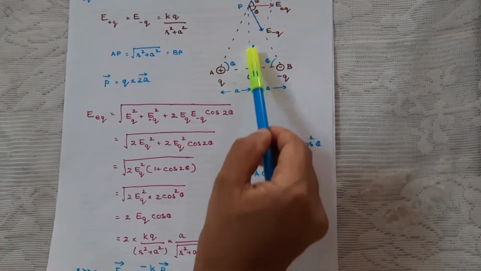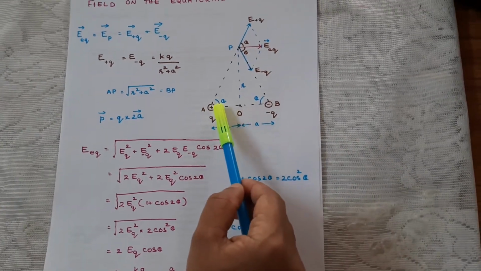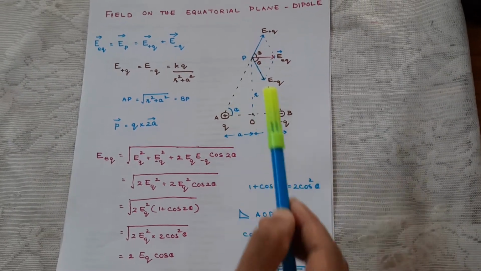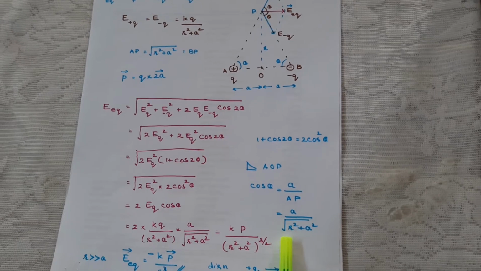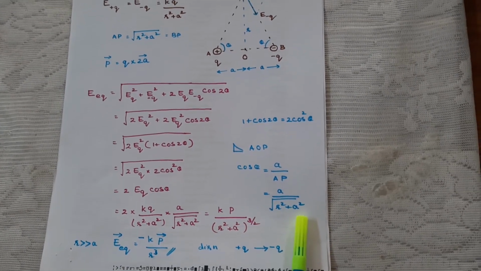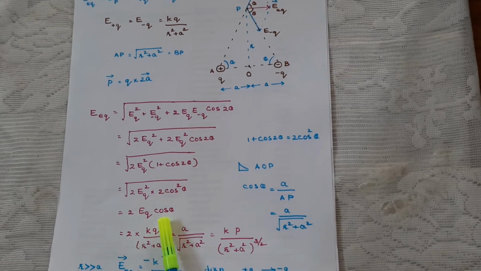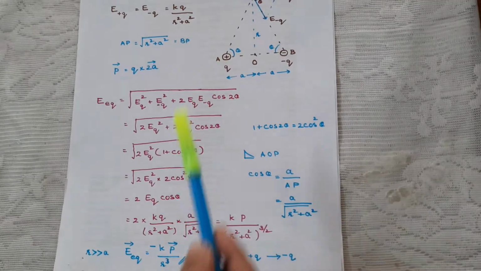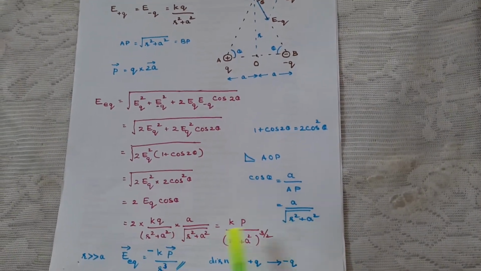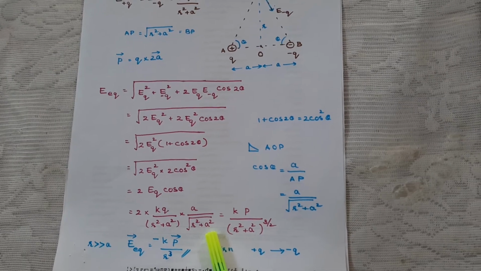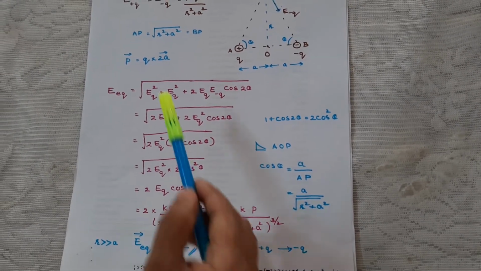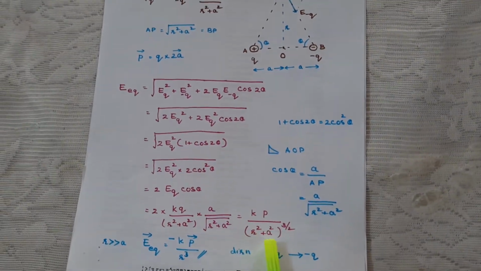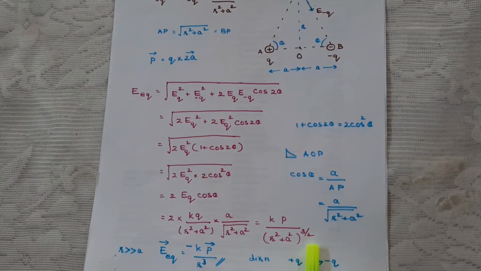can be found from the triangle AOP. Cos theta is equal to A by AP, hypotenuse AP. So A by root of R square plus A square. So let us substitute for EQ and cos theta. So 2 times KQ by R square plus A square into A by root of R square plus A square. But Q into 2A is the dipole moment. So Kp by R square plus A square raised to 3 by 2.